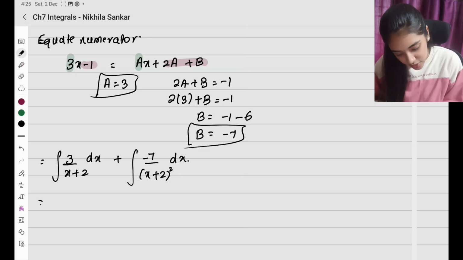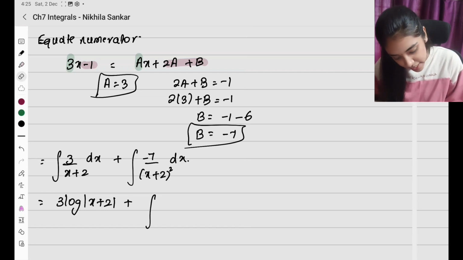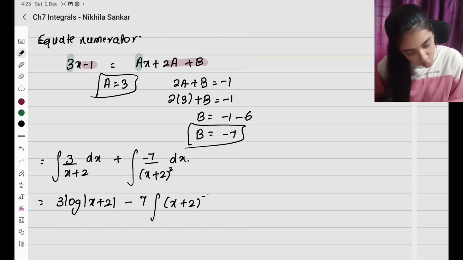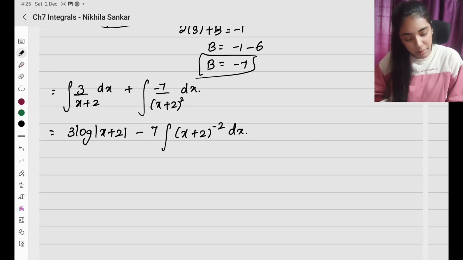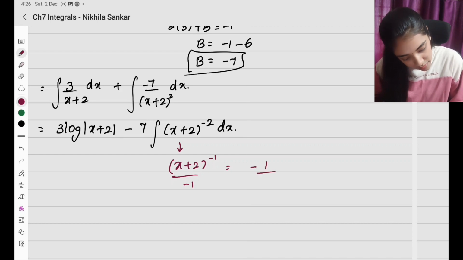So this is nothing but 3 log mod x plus 2 plus integral. I can take the minus 7 outside, so I'll write that as minus 7 integral of, I can write this as (x plus 2) power minus 2 times dx. Remember how to solve such integrals. So this particular term is going to give me (x plus 2) to the power minus 1 divided by minus 1, which is going to be minus 1 divided by x plus 2.